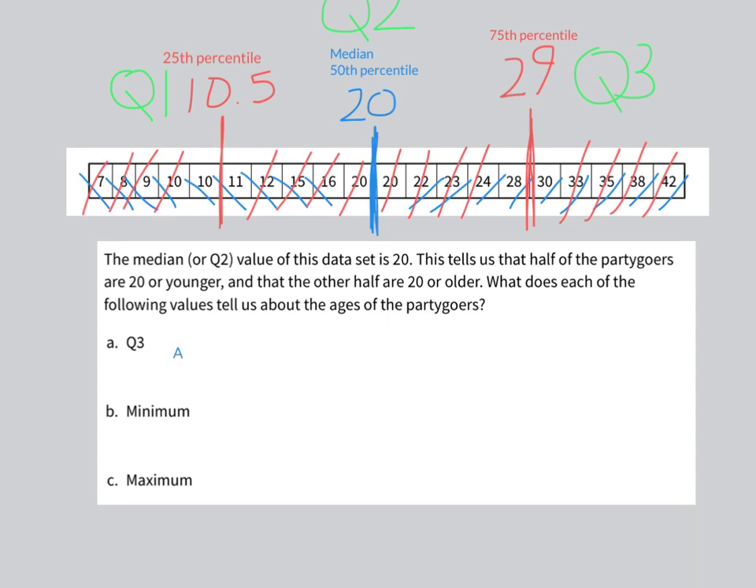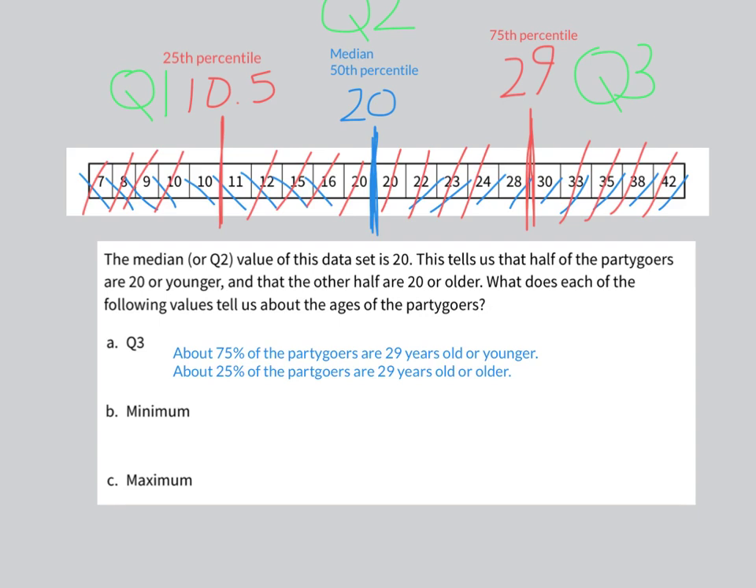So I'm going to say about 75% of the partygoers are 29 years old or younger. And then about 25% of the partygoers are 29 years old or older.